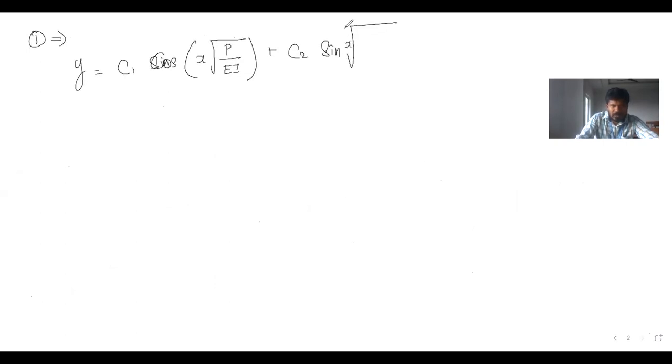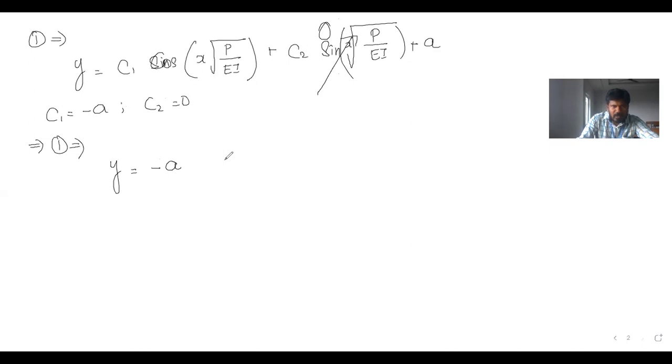Equation number 1 is nothing but y is equal to C1 cos x into root under P by EI plus C2 sin x into root under P by EI plus A. So if I substitute C1 is equal to minus A and C2 is equal to 0, equation number 1 becomes y is equal to minus A, this term is going to be 0, minus A into cos x into root under P by EI plus A. So this is the equation we are getting.